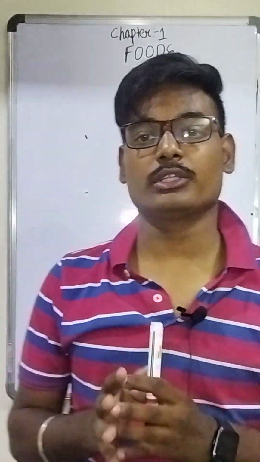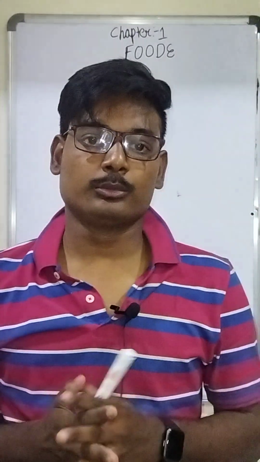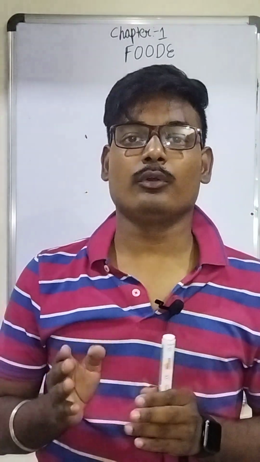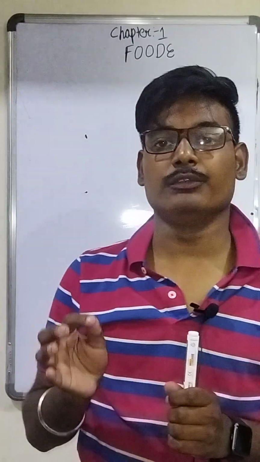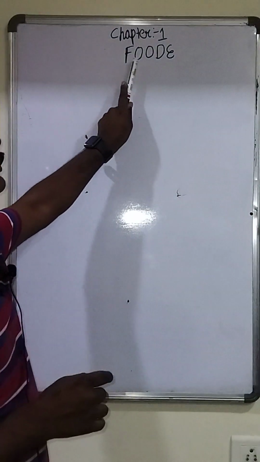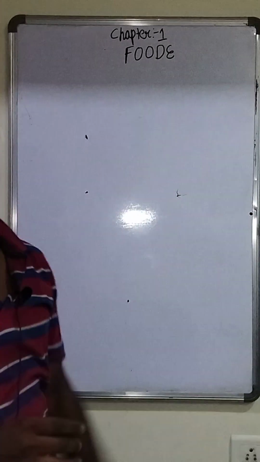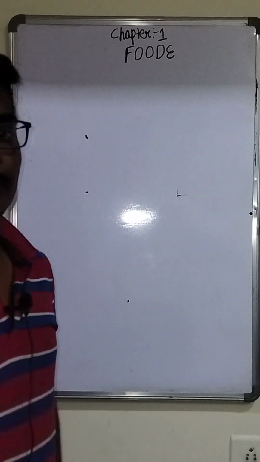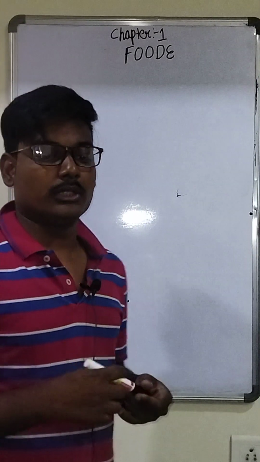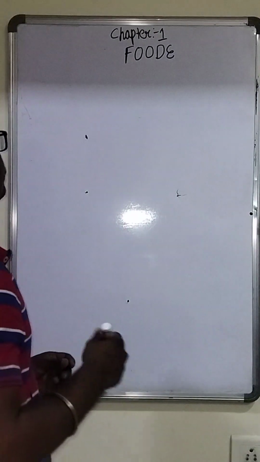Today we are going to discuss M2, that is Engineering Maths 2, chapter 1, that is FOODE, first order ordinary differential equation. We will discuss that chapter today. This will be the introduction part of the chapter. Later we will do the exercises.